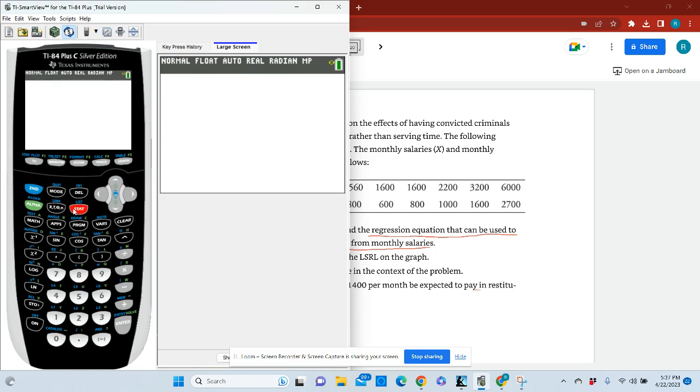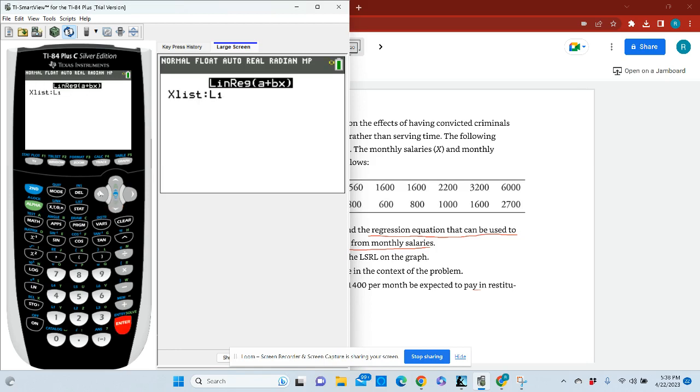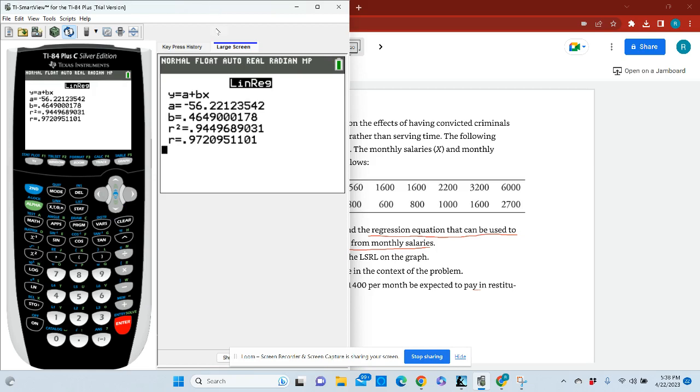Let's try again. Stat, calc. I only want function 8. Function 8, there we go. Got it. I've got my X list and my Y list right. You hit calculate, and boom, it's going to give you the regression equation.